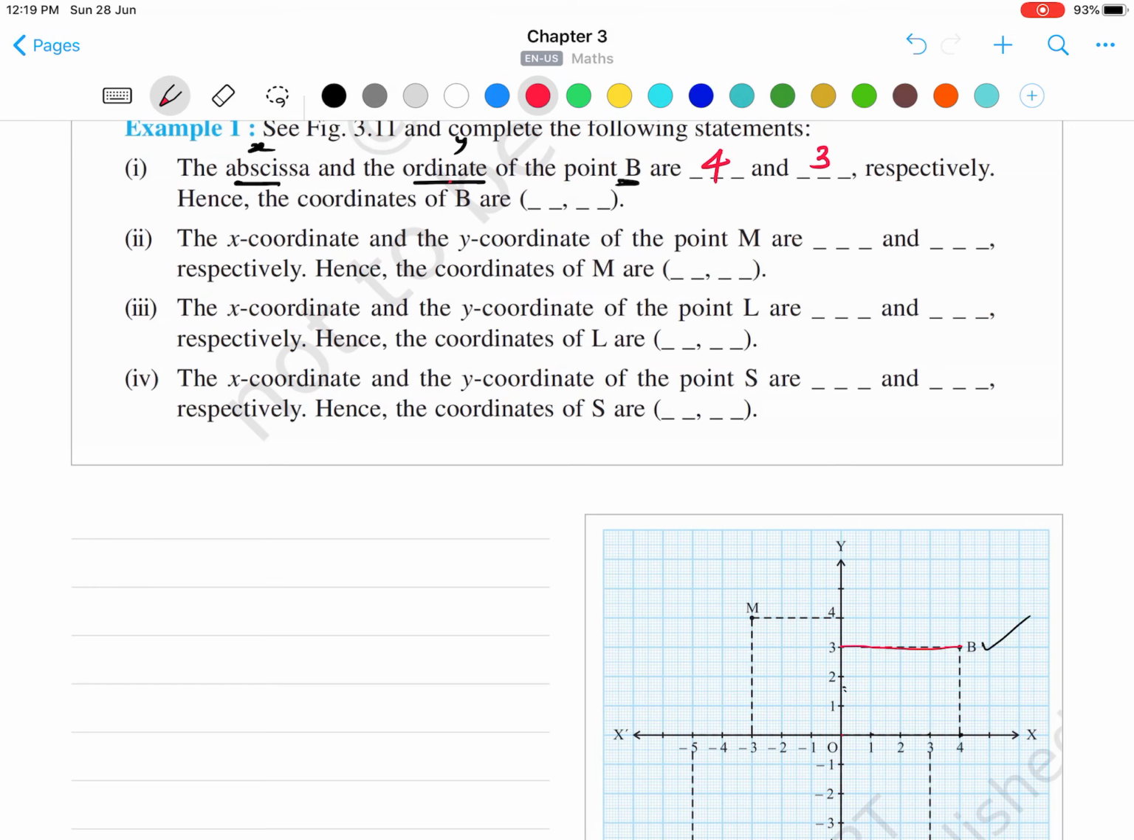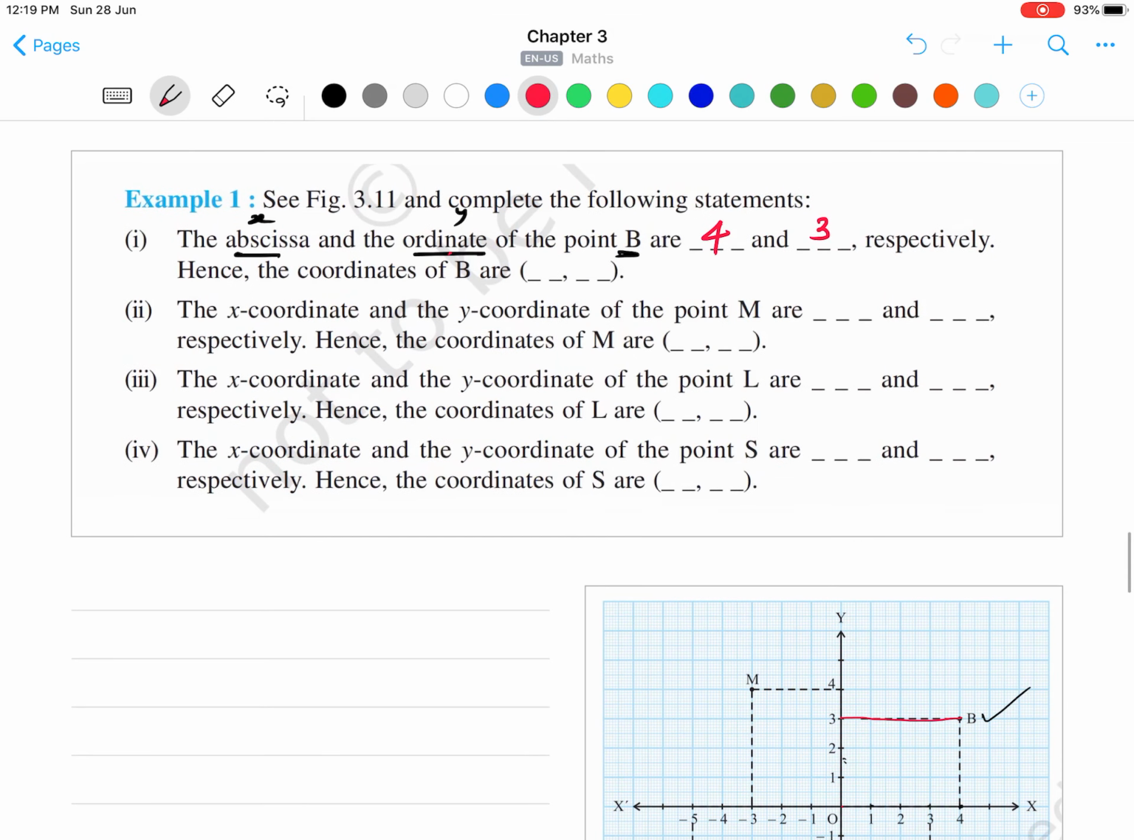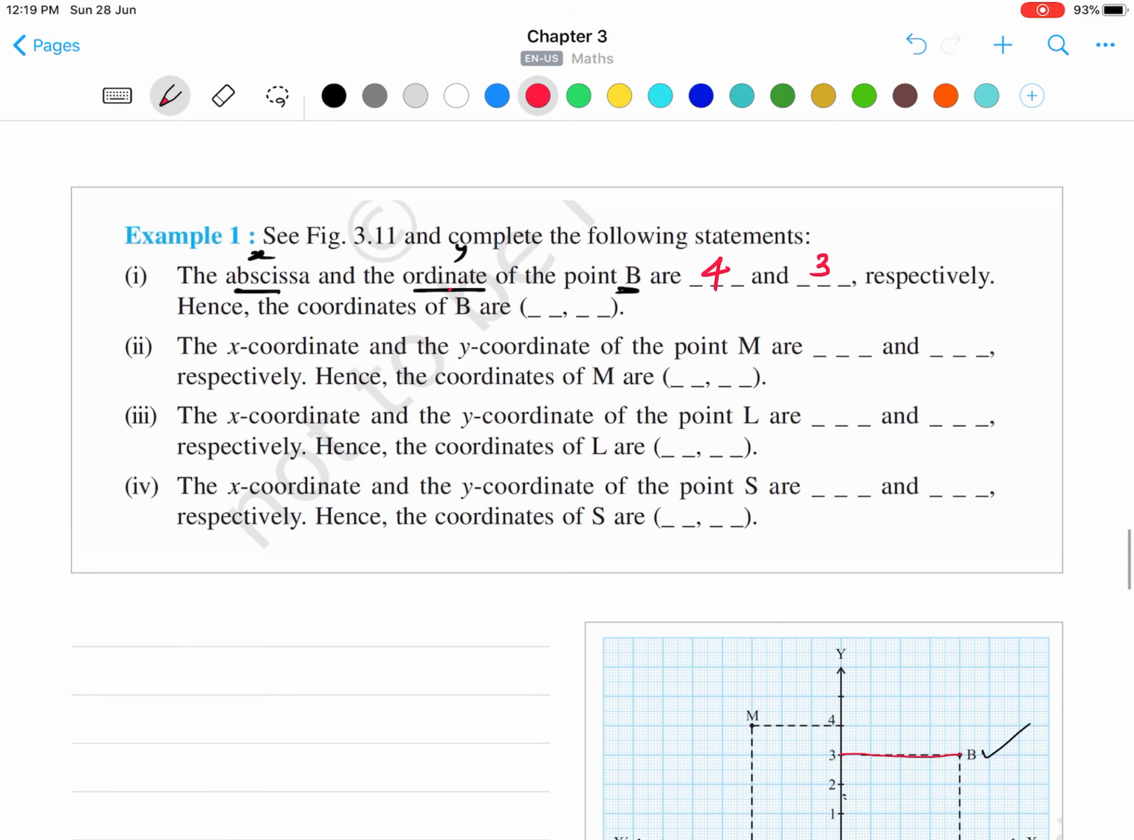Hence the coordinates of B are, so now we have to write the coordinates of the point B. We always write the x coordinate first, that means 4. Then we'll place the comma, which is already here. Then we'll write 3. So this is the coordinate of B, in which abscissa is 4, ordinate is 3, and the coordinate of point B is (4, 3).